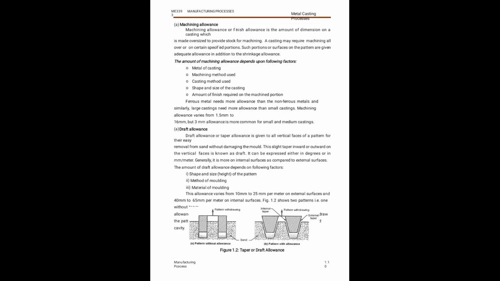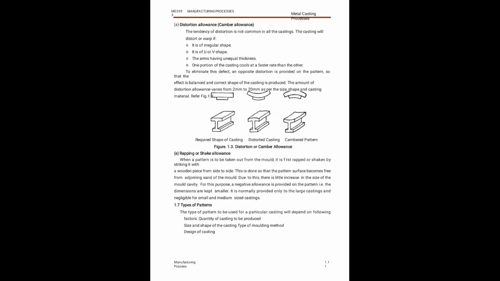The draft or taper allowance is given on all the vertical faces of the pattern for easy removal of the pattern from the sand without damaging the mold. A slight taper towards the outside of the vertical face is added to the pattern. The draft allowance depends on the shape and size of the pattern, the method of molding, and the material to be molded. It varies from 40 mm to 65 mm per meter for internal and external taper. The camber allowance is mostly used for I section or U section patterns.